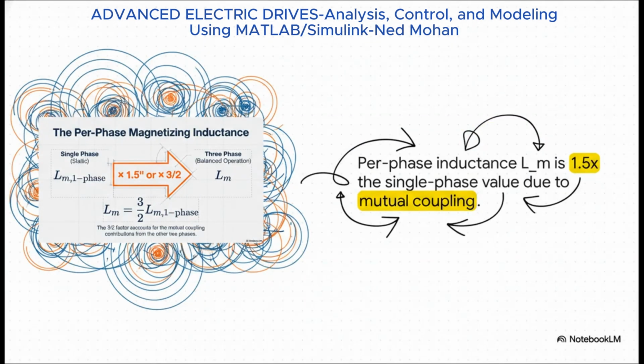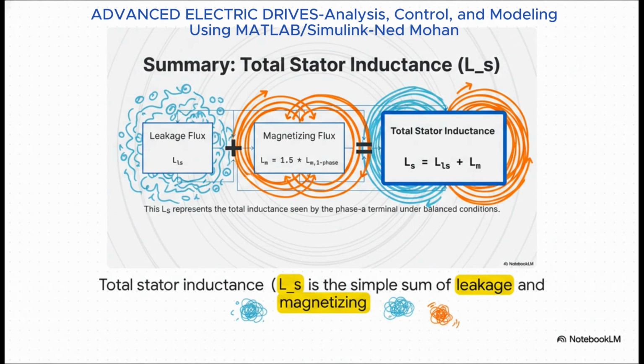So here's the big takeaway. The effective magnetizing inductance that any single phase actually sees is amplified by 50%. It's 1.5 times bigger. Why? Because the other 2 phases are actually helping it out constructively. This 3/2 factor is absolutely fundamental. And that brings us to our final, beautifully clean expression for the total stator inductance per phase. It's just a simple sum, the leakage part plus that new 3-phase magnetizing part we just derived.